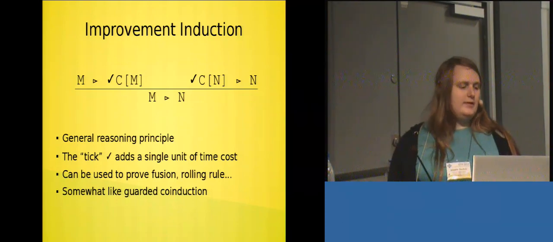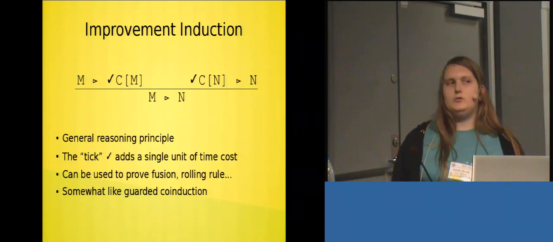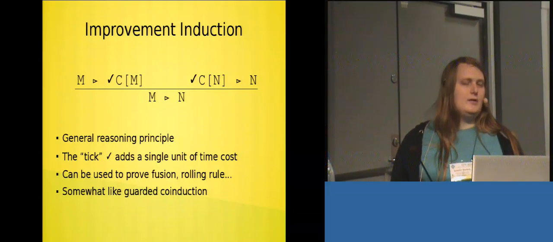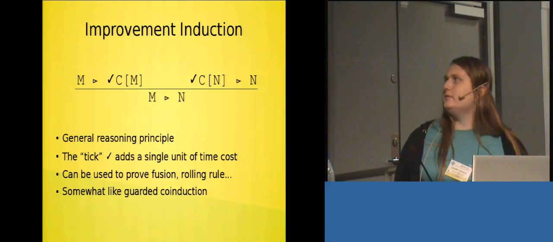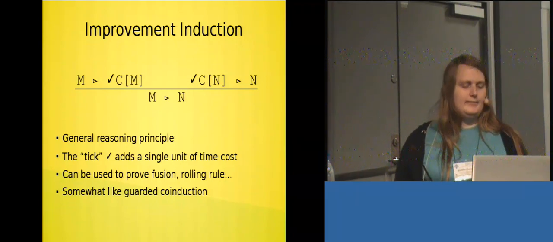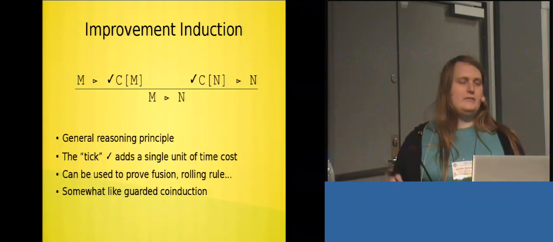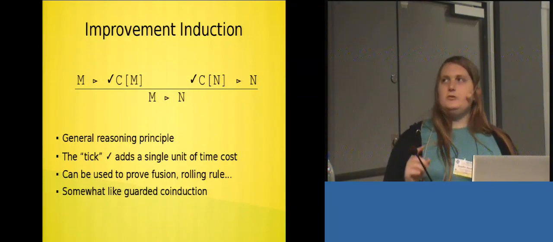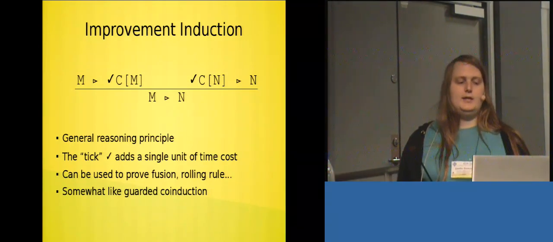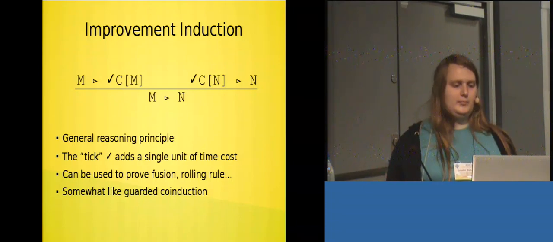Improvement theory has a number of interesting and useful rules, but this is one of the more useful ones. It's called improvement induction. Basically, it's a way of reasoning: you're given two terms, and as long as you can find a context C that makes that work, then you have a relationship between those two terms.